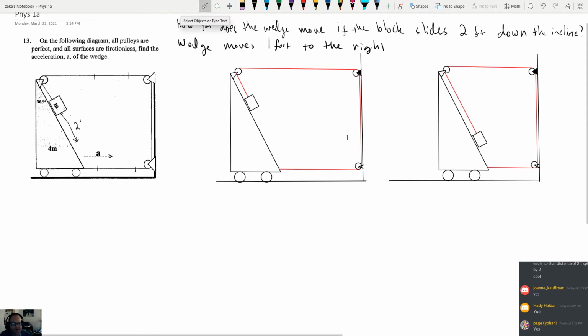So now we have a pretty good understanding about the relationship between how far the block moves and how far the wedge moves, right? So I'm going to say that the wedge moves half as far as the block. Then I'm going to go back to my original picture and say that if the wedge is moving with an acceleration of a, can anyone tell me what the acceleration of the block down the ramp should be? 2a, that's right.